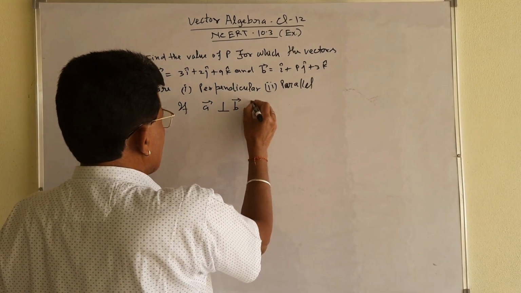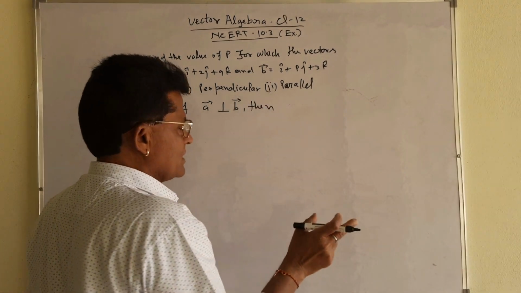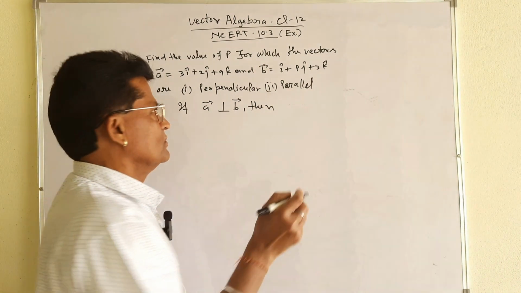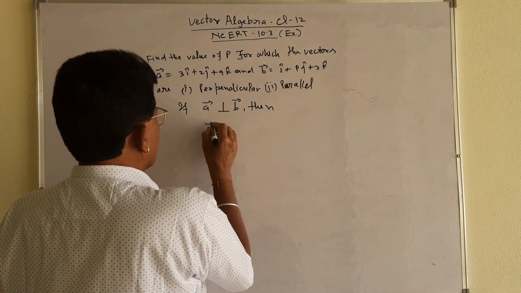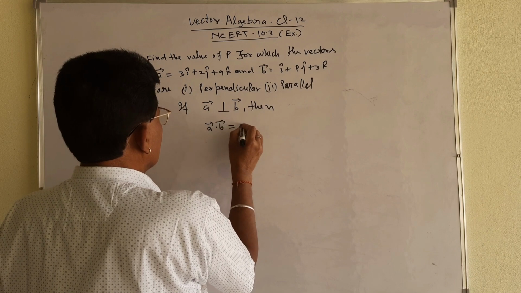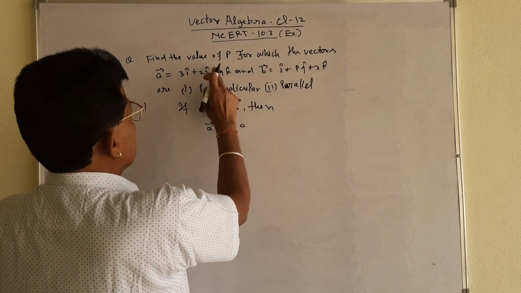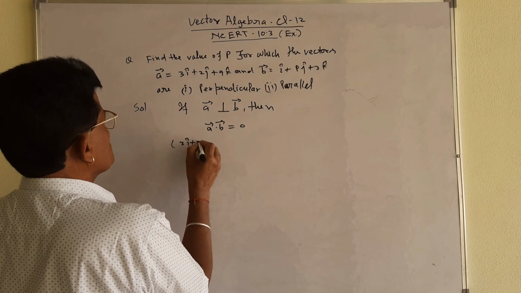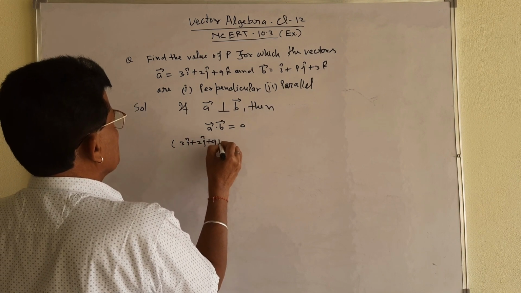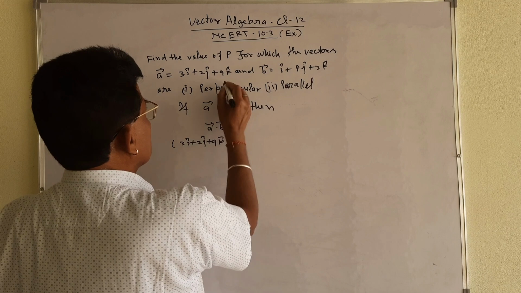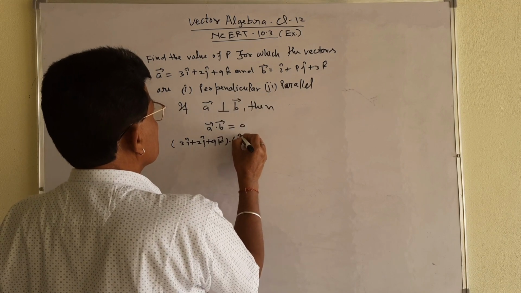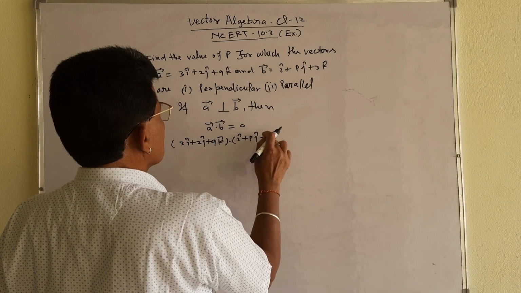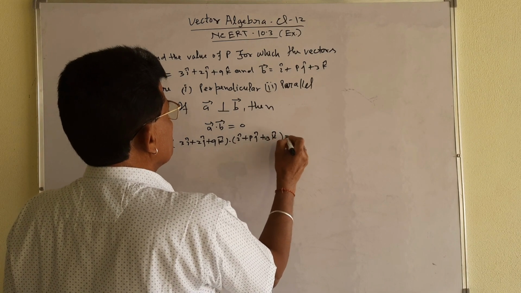Then what will happen? All of you know by the scalar product, if two vectors are perpendicular to each other, then their dot product will be equal to 0. Let me substitute the value of A. First of all, A is 3i plus 2j plus 9k, dot product with the value of B, which is i plus pj plus 3k. It will be equal to 0.